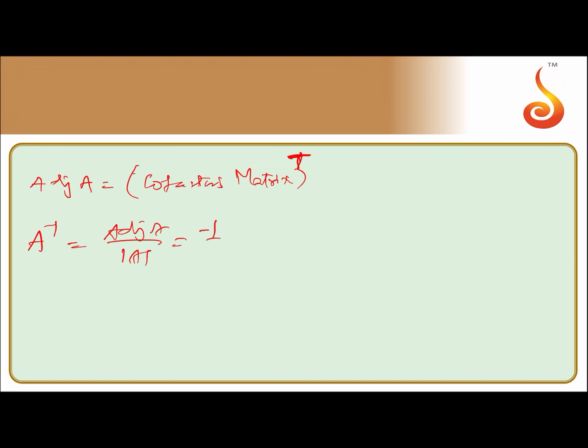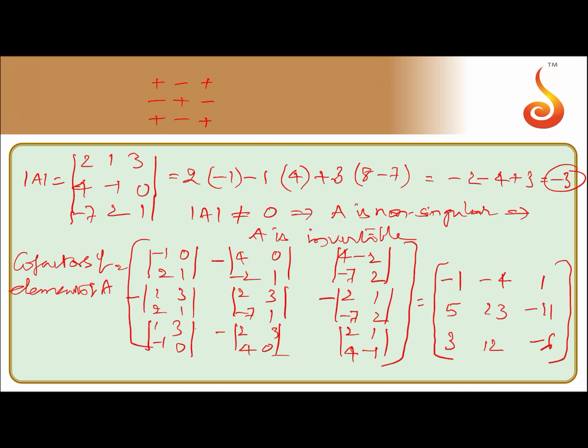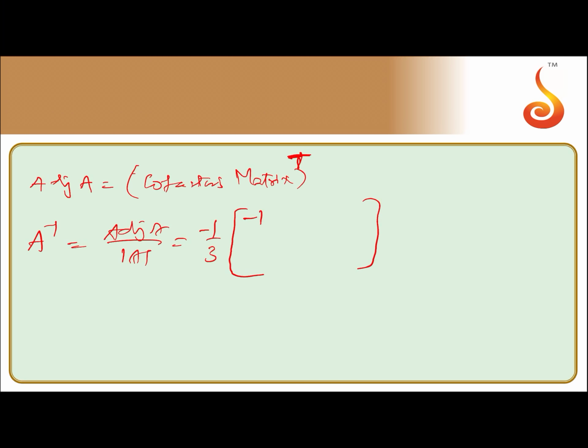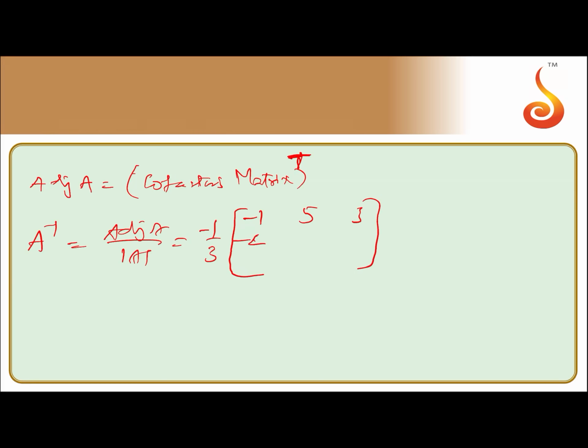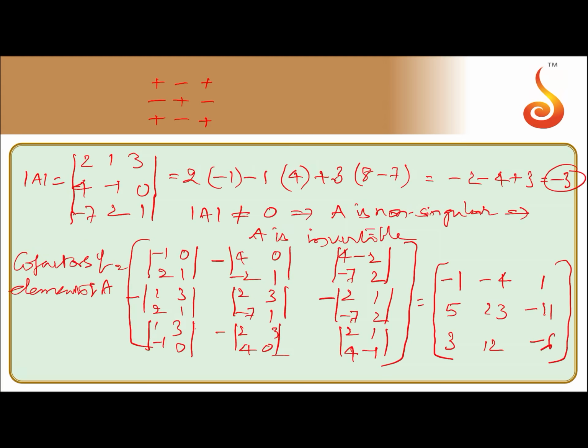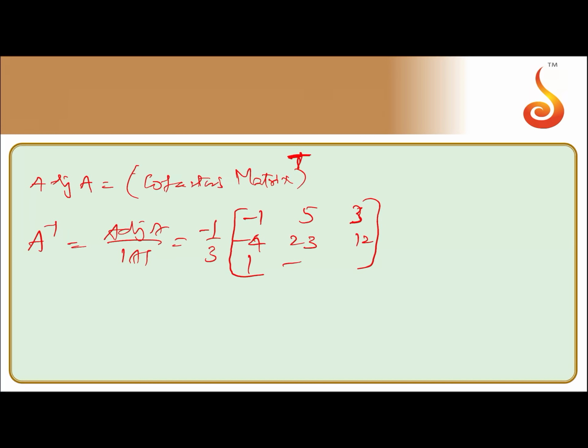So minus 1 by 3 multiplied by the transpose of the cofactors matrix. So column wise let me take up minus 1, 5, 3. Here you write down row wise 5, 3. And column wise minus 4, 23, 12. Of course it is 3. And 1, minus 11, minus 6. This is the inverse of the given matrix.